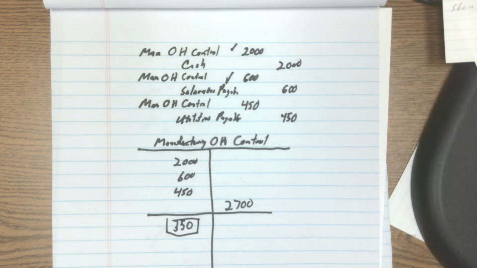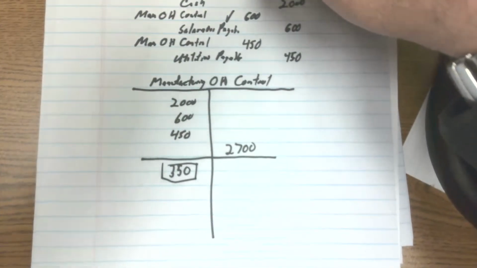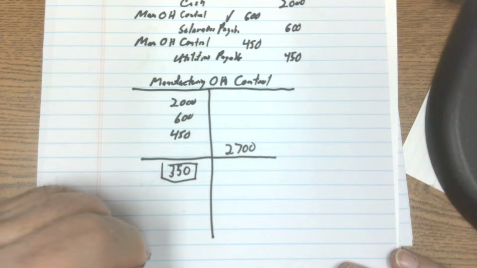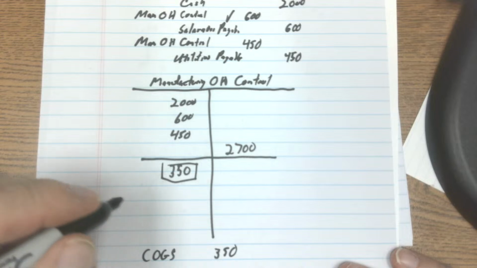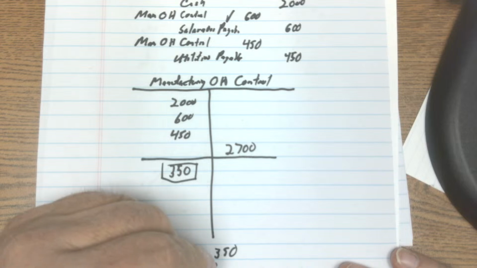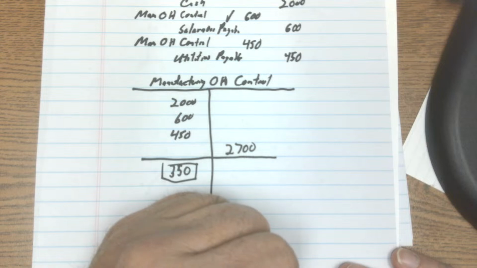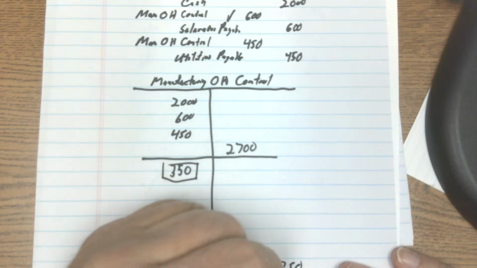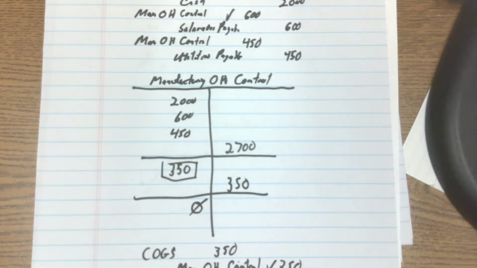Now, the way we're going to get rid of that is, at the end of the year, let's say this was the end of the year, I'm going to debit cost of goods sold for $350, and I'm going to credit my manufacturing overhead control. And that's going to be $350. And so now I come here, take 350, and I have a zero balance at the end of the year.